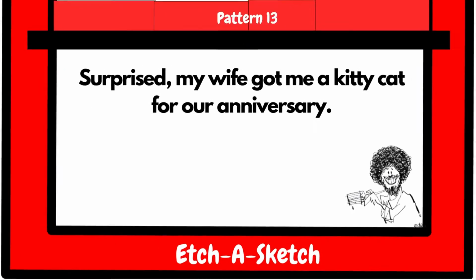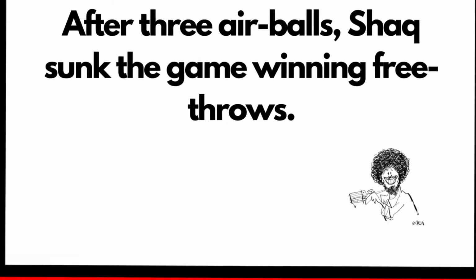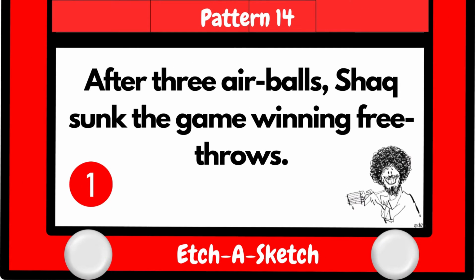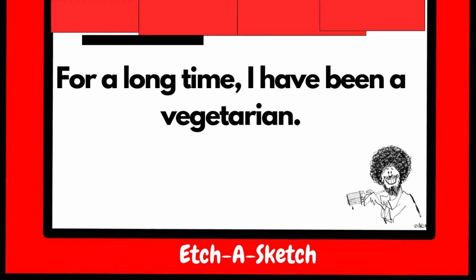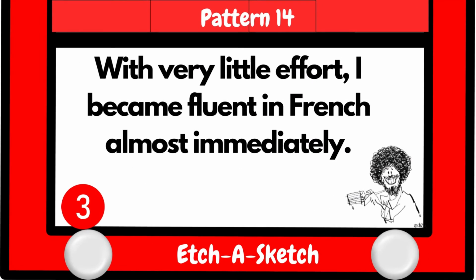Pattern 14 is a prepositional phrase before subject or verb. And as you can see, I got 5 here. I'll show you number 1. After 3 air balls, Shaq sunk the game-winning free throws. And just for good measure, I'll show you number 2. For a long time, I've been a vegetarian. So just good sentence variety when you get into stuff like that.